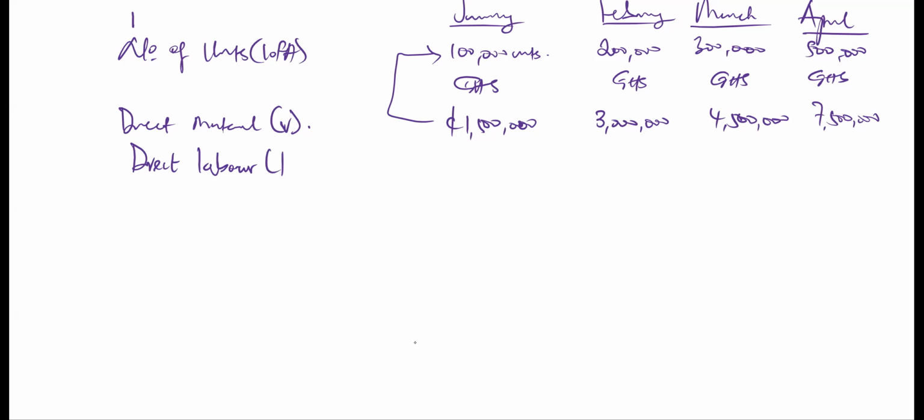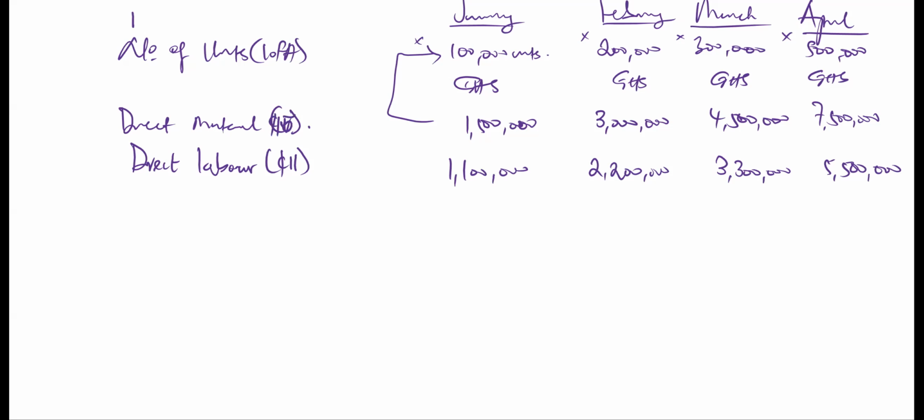So direct labor was 11 cedis per unit. 11 cedis by 100,000 gives us 1.1 million. Then 2.2 million, 3.3 million, and 5.5 million. Do you all get how I'm getting the figures? I'm just multiplying by the unit, because it's constant. Once you have one, you can get all the rest. Make sense? Yes, sir. This one was 15, so we can put 15 there.